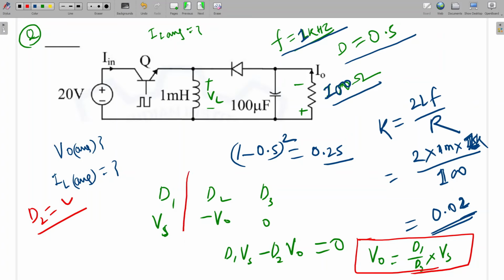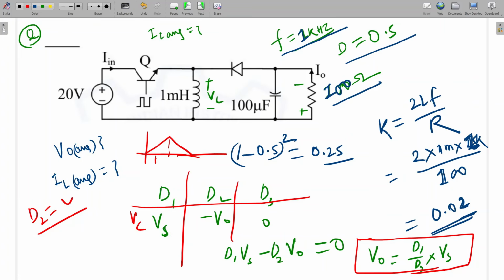This is the inductor voltage VL. The inductor current will be like this. For D1 it will be charging, for D2 it will be discharging, and this will be the total time period. Is it clear? Sir, one second, please explain D1, D2, sir.